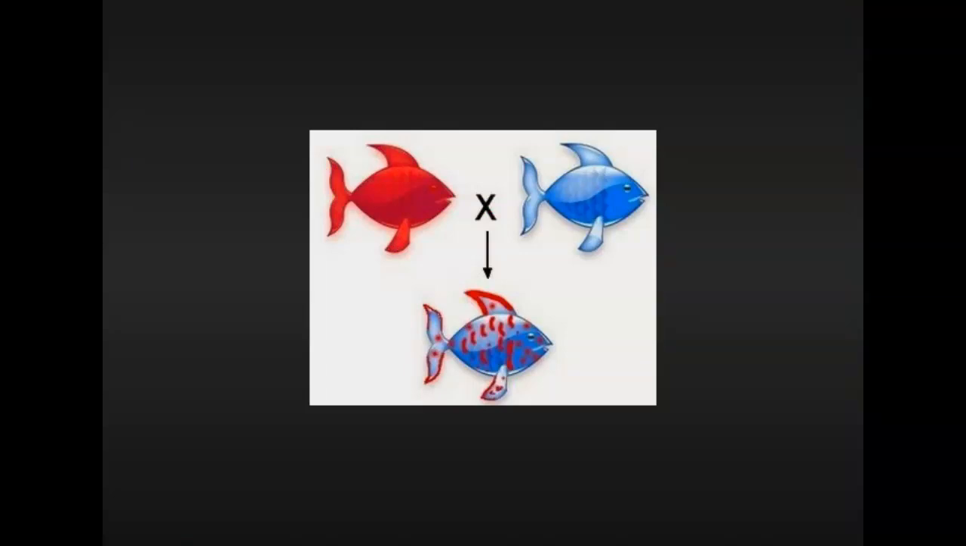This is an excellent example of codominance. We have our red fish on the left side, our blue fish on the right side, and when they breed, then there is an outcome of a fish that has both the red and the blue because they are codominant.